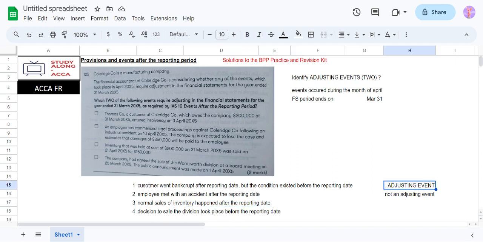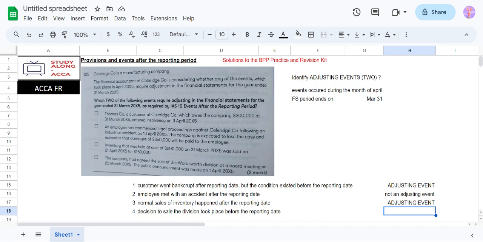So it is an adjusting event, even if it has happened after the reporting date, because the financial statements have not been issued, and the rule to state inventory is lower of the cost or net realizable value. So we now know that the net realizable value is 150,000. So the value of the inventory on the financial statements as on 31st March needs to be restated. So it is an adjusting event. So we now have the answer, but let's read the fourth one also.